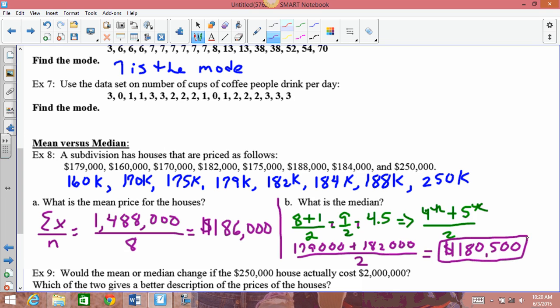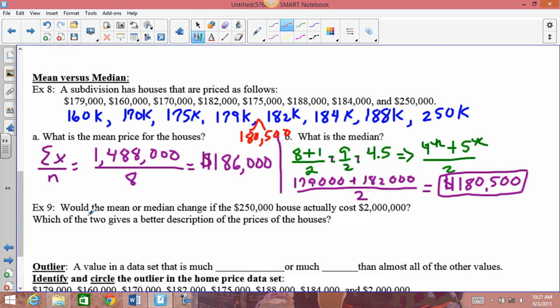And you can notice, if I go back in and insert that 180,500, it would fall right here. And you can see then that I have 4 home prices below that and 4 home prices above that.